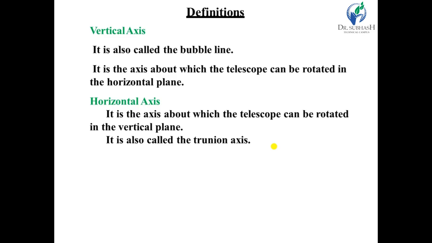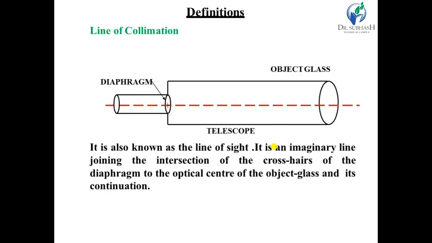Now, what is the vertical axis? The vertical axis is also called the bubble line. It is the axis about which the telescope can be rotated in a horizontal plane. The horizontal axis is the axis about which the telescope can be rotated in a vertical plane. It is also called the trunnion axis. So understand that the horizontal axis and trunnion axis are the same, but their names are different.